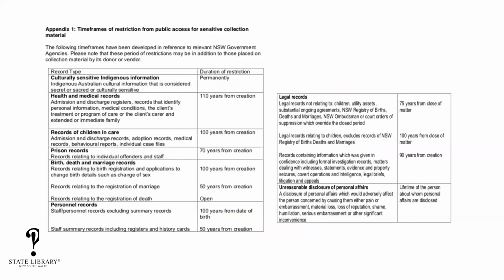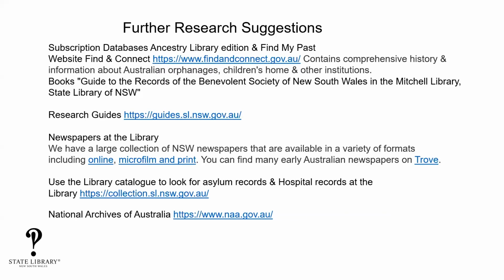This table has timeframes that have been developed in reference to the relevant New South Wales government agencies. Please note, these periods of restrictions may be in addition to those placed on collection material by donors. This table is in the guide. Also, a reminder that the library has many subscription databases, including Ancestry Library and Find My Past.